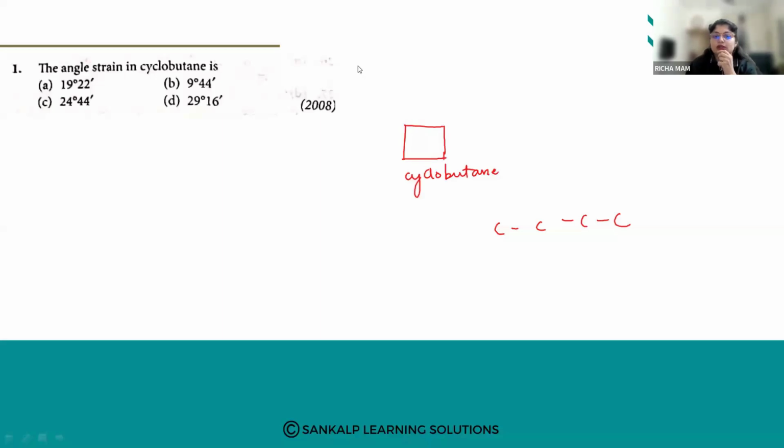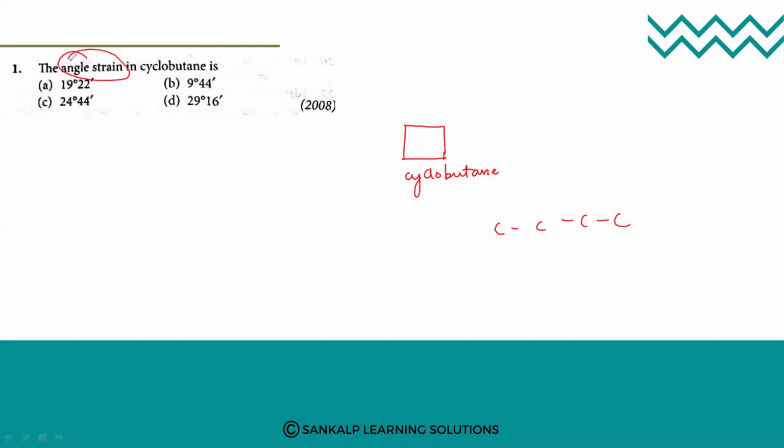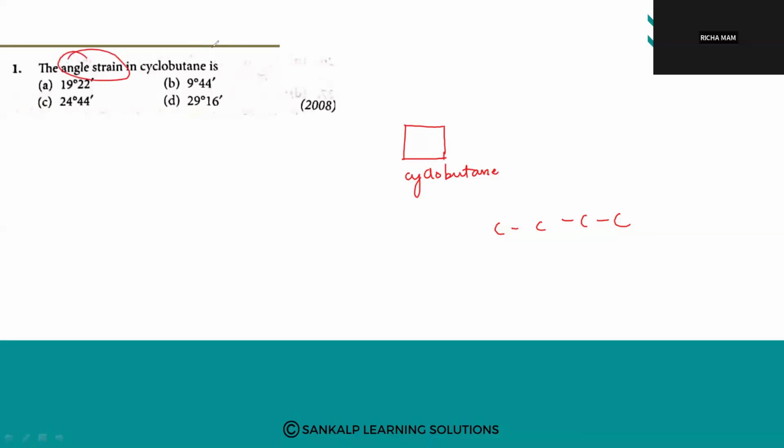Option B. Murli and Hema have answered option B. Now, how are we going to observe that angle strain? Angle strain is nothing but the strain obtained by the molecule from its ideal angle. Whatever the ideal angle is, when it deviates from that, it is called angle strain.